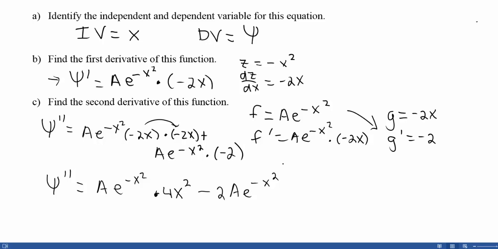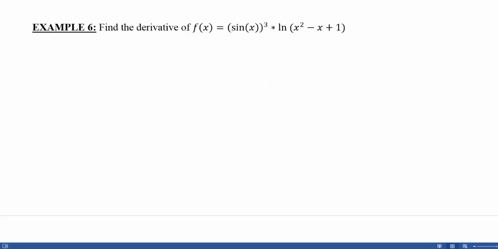Let's take a look at another problem. Example 6. Find the derivative of f of x equals sine of x cubed times the natural log of x squared minus x plus 1. Here, we need to figure out what we're doing first in terms of the types of techniques we know about taking derivatives. I see a lot of things in this problem that are going to include the chain rule, but what I notice most of all is that I have two functions multiplied together that can be completely separated by that multiplication mark. So I'm not going to start with the chain rule.